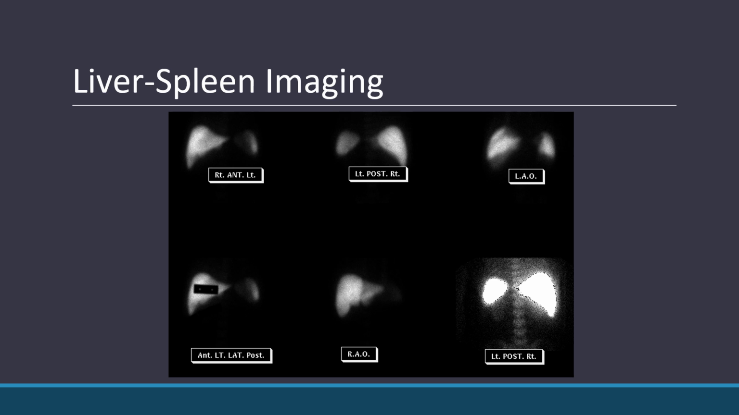This is an example of a normal liver spleen study. The liver is the hottest on the image, followed by the spleen. And then the marker images here in the bottom, and you don't typically see the bone marrow because the liver and spleen is so bright. But if you greatly intensify and scale that image, you can see that there's activity in the bone marrow.